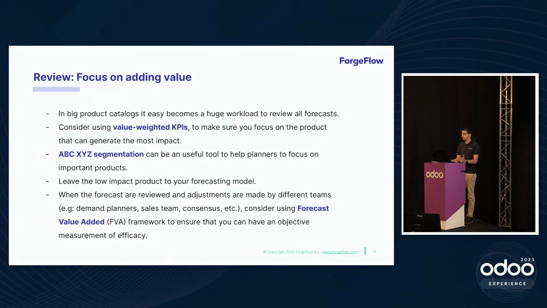ABC, XYZ segmentation or a multidimensional one can also help to know what's the priority when doing the review. And then always leave out what's not important and not relevant to the forecasting model. You may have a huge catalog and it's physically impossible to review everything.